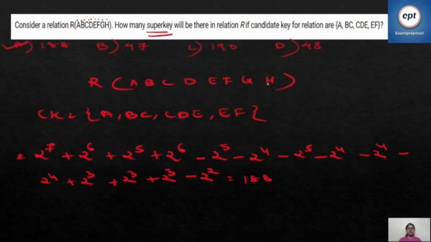Yes, the given attributes give us 8. Here we can count it as 1, 2, 3, 4, 5, 6, 7, 8. So we have written the given attributes as 8. Now, what we will do, we have a formula for this. If we have to calculate super keys, we have the formulas.